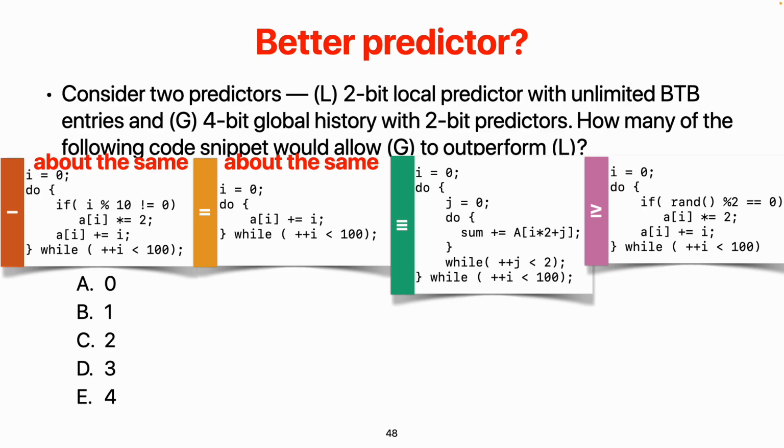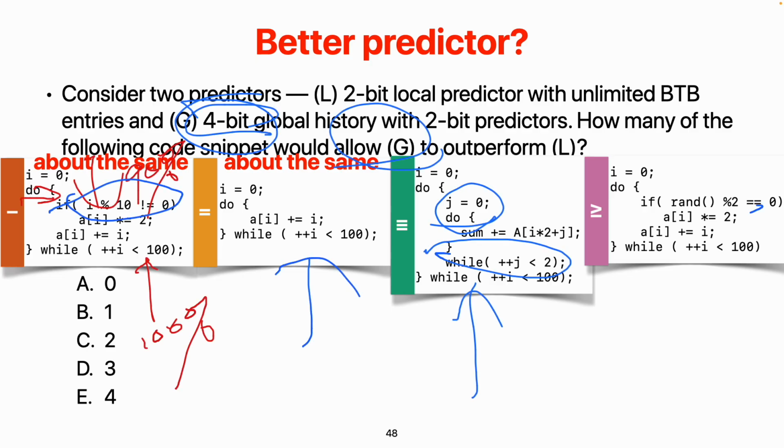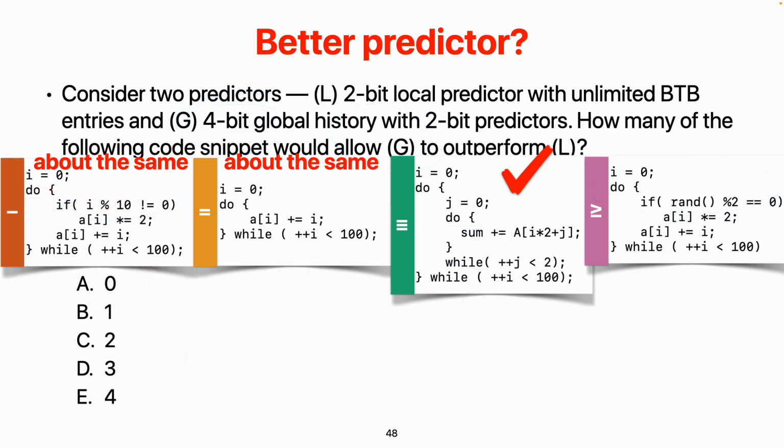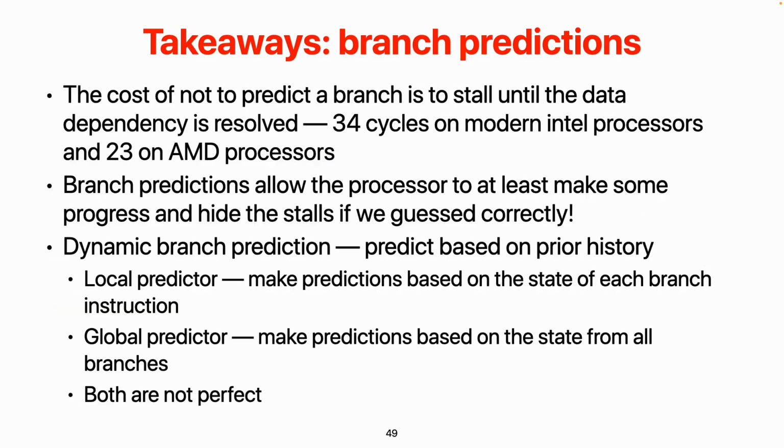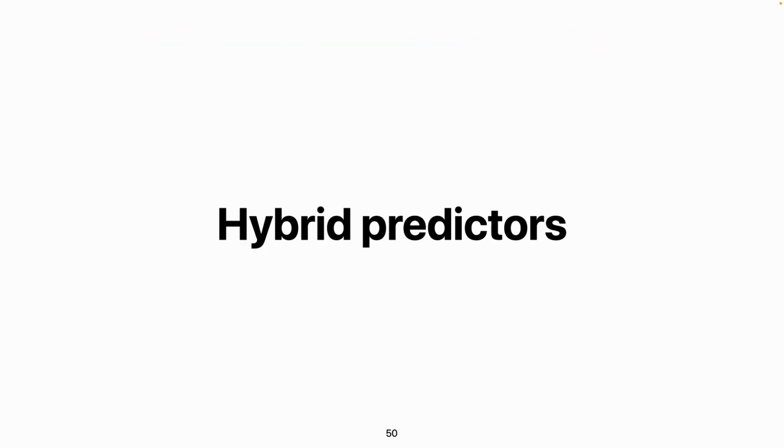Why? Okay, so because this one is really random, right? You might argue local doesn't do a better job on this. True. But if you have something random in your global history, it will pollute the training of the global predictor. So what that means is that local is probably going to do a better job here, right? There are pieces of code where local can outperform, and there are pieces of code where global can perform better.